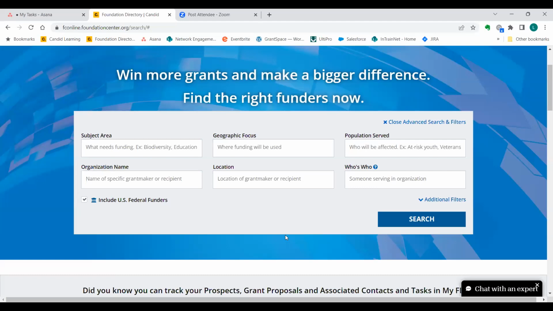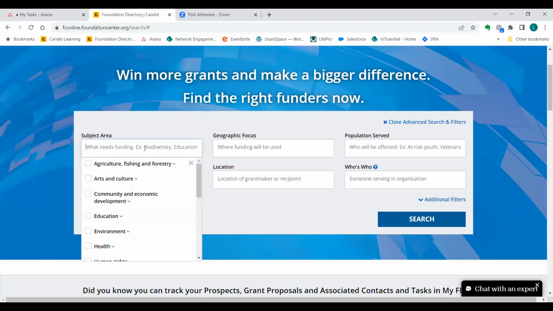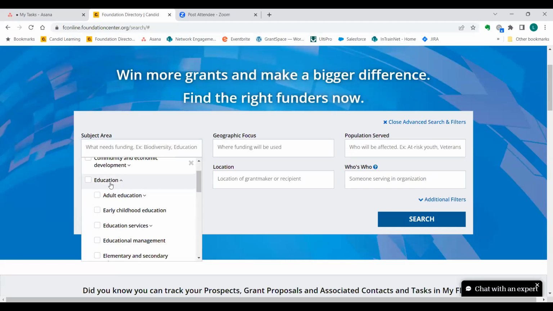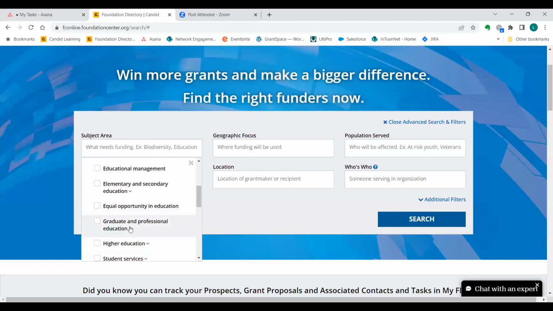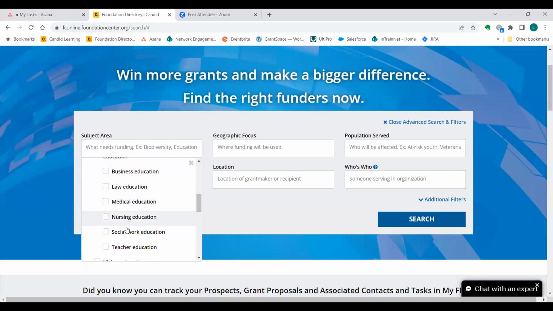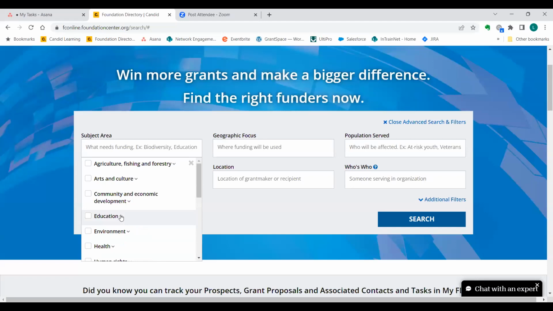So now I mentioned before about subject areas, when we talked about that elementary school program. Some of the subjects that you would use would be, say, education or after school programs or things like that. So these are all the categories of subjects. If you want, you could just browse through here and see what's available. Education is broken down into early childhood education or even graduate and professional education. That's further broken down by law and medical. So you can get very specific here.